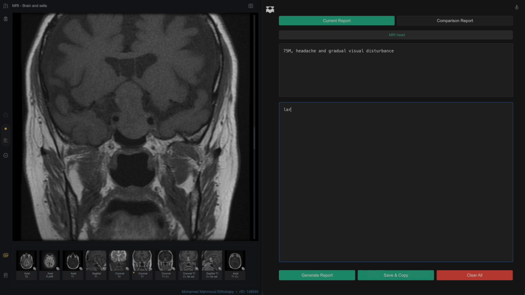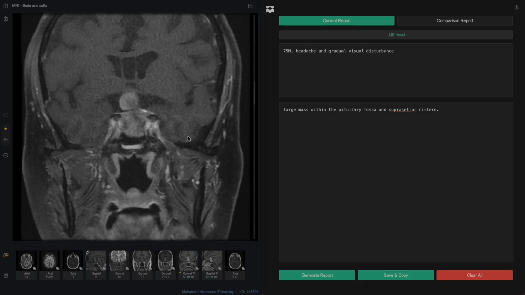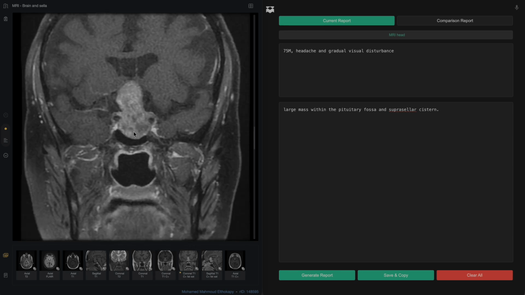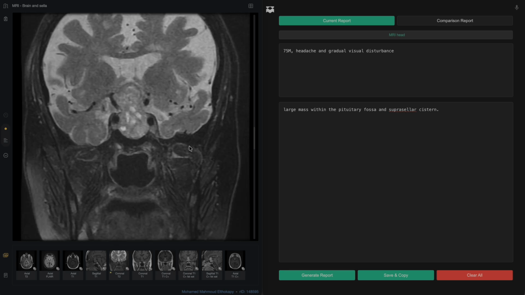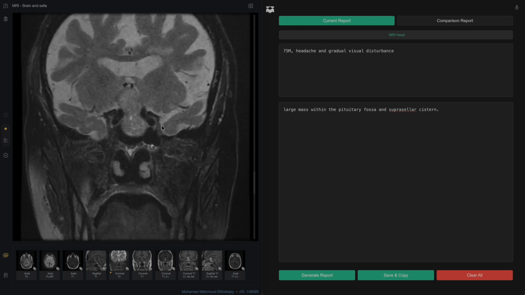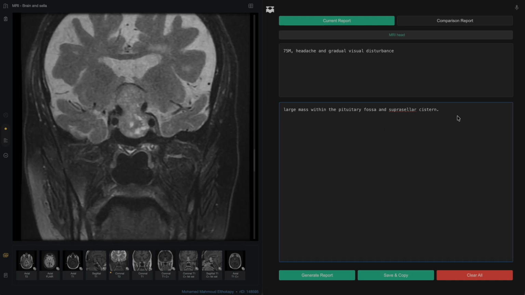Let's start typing some stuff. So large mass within the pituitary fossa and suprasellar system. What else could we say about this? Let's have a look just at its signal characteristics. We can see on this post-contrast image, it is enhancing. This is pre-contrast, and this is post-contrast, so enhancing. But there are some areas of less significant enhancement. When we look on the T2 weighted images, we can see that those areas of less significant enhancement show quite high T2 weighted signal, suggesting that they're probably cystic spaces. Post-contrast images show enhancement with some non-enhancing cystic spaces.